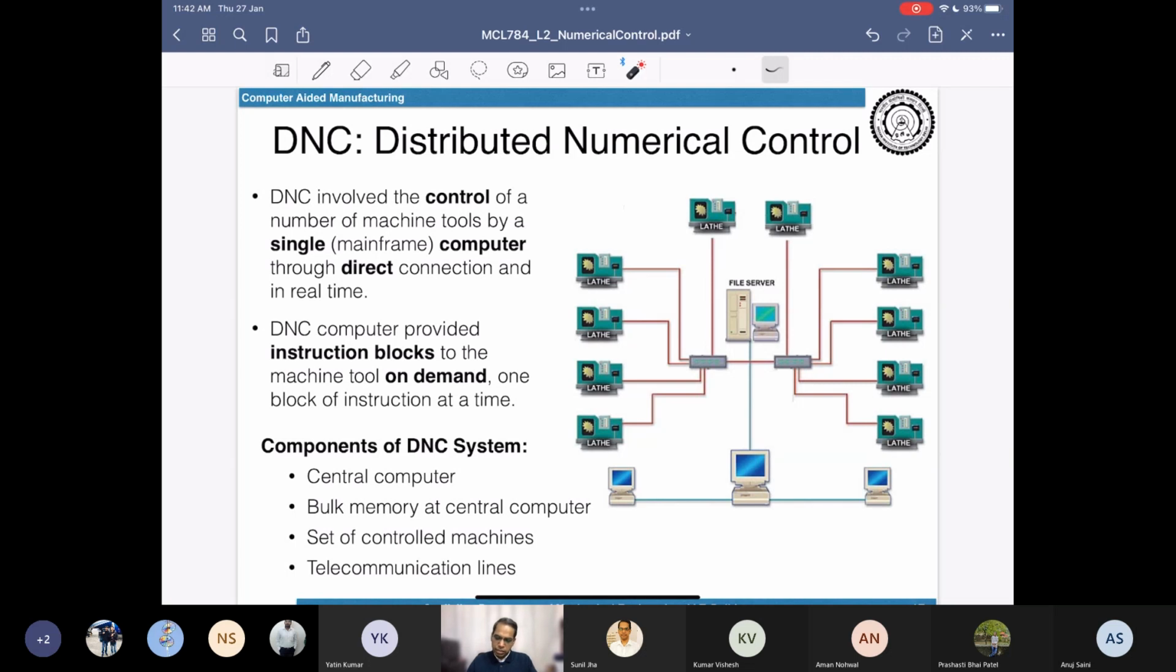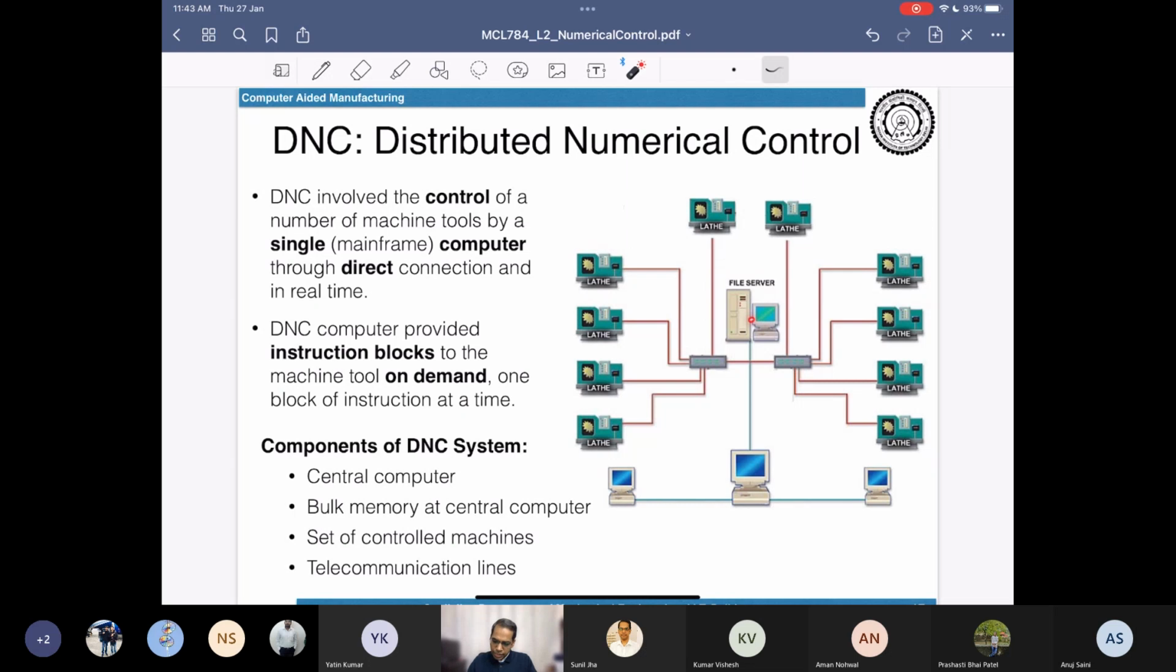Earlier, when computing systems were very costly and bulky, you would not have a computer associated with each machine. So if you can see here, you have one single mainframe computer, which will be a file server or a single controller hardware, but your machines are multiple. Each machine can't afford a computer. So what this file server or single mainframe computer does is pass one single instruction of the code to each machine. So there is one computer controlling multiple machines. This is what is known as direct numerical control.